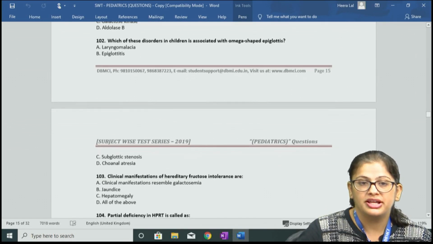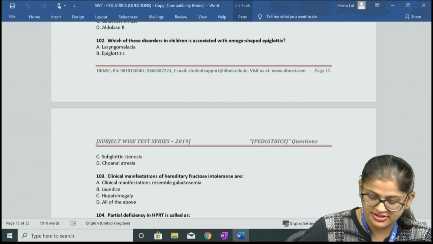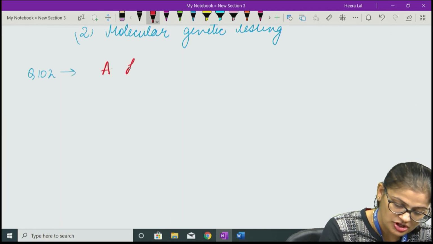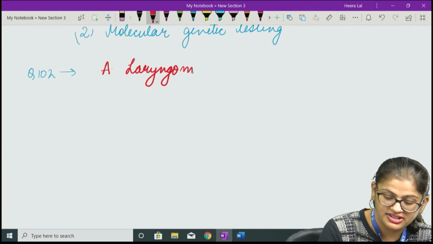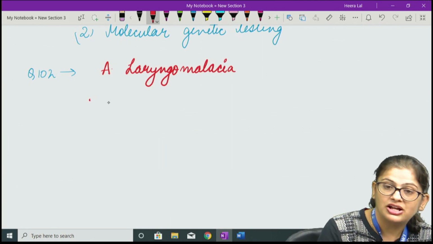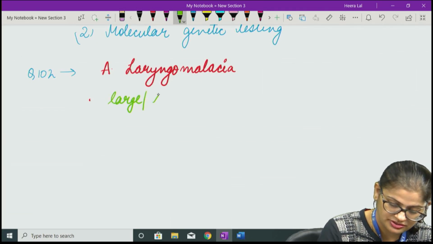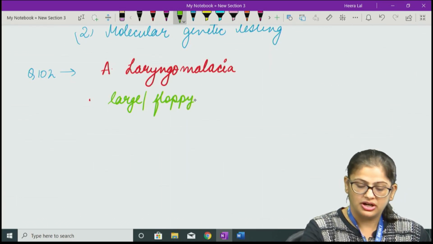So we come on to the next question, and the next question was, which of these disorders in children is associated with omega shaped epiglottis? And the correct answer is option number A, that is Laryngomalacia. So Laryngomalacia is a very common disorder of infancy, which results due to a large and floppy epiglottis, which largely results due to the poorly developed laryngeal cartilages.